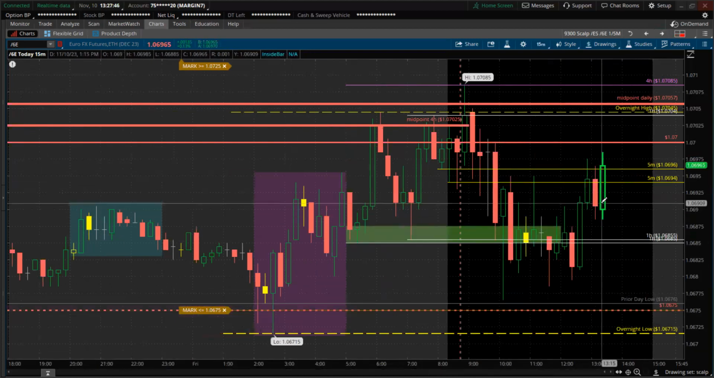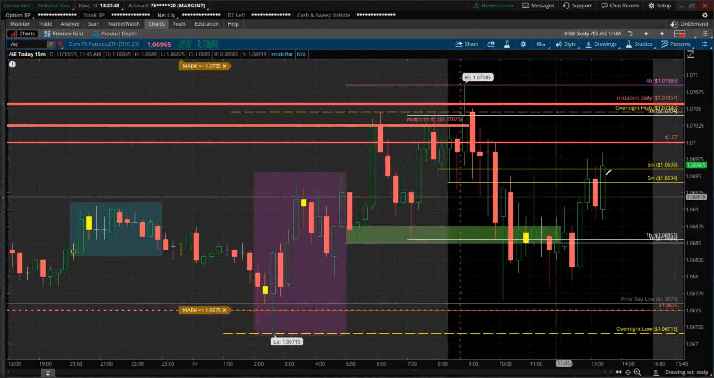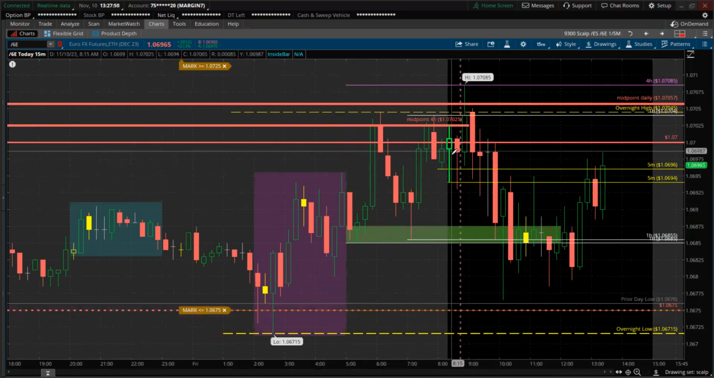It's 1:27 p.m. New York time. You can see a lot of whipsaw occurred here. That's why I like to have the entry on the faster time frames, but the setups on these time frames, the 5, 15-minute.